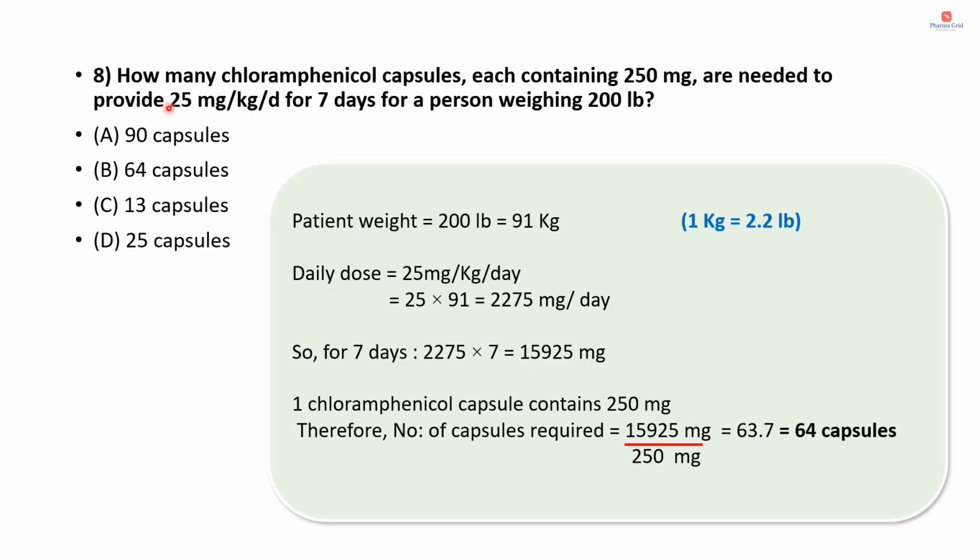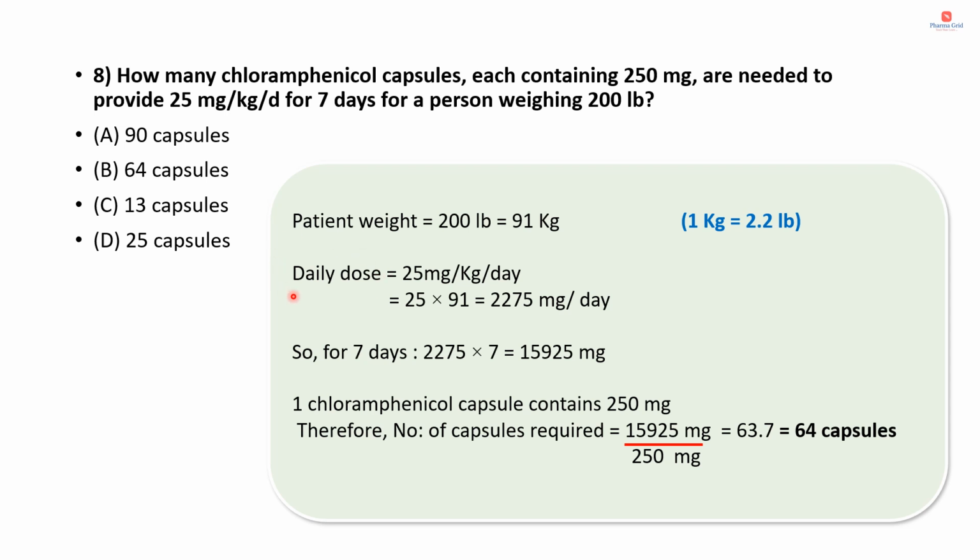Next question. How many chloramphenicol capsules, each containing 250 milligram, are needed to provide 25 milligram per kilogram per day for 7 days for a person weighing 200 pounds? So here the patient weight is given in pounds. So first of all, we need to convert the patient weight into kilogram. We know that 1 kilogram is equal to 2.2 pounds. So in this question, the patient weight will be equal to 90.9, so approximately 91 kilogram. And the dose is given as 25 milligram per kilogram per day for 7 days.